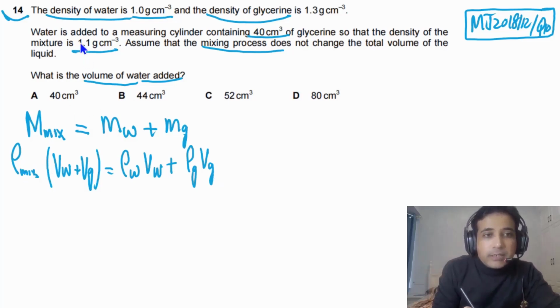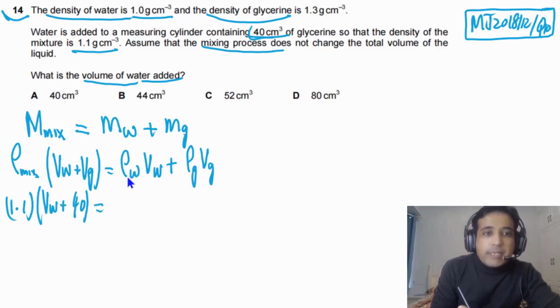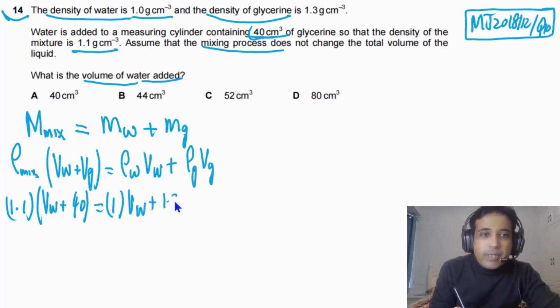We can write them simply. This is 1.1, and we have the volume of water, which is what we need to find out. But the volume of glycerine is given. That is 40. So you can write down, this is 40. Plus the density of water is given. That is 1. And the volume of water you need to find out, so this is VW. The density of glycerine is given. That is 1.3. And the volume of glycerine is given. That is 40.